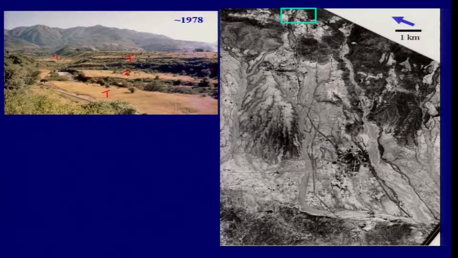Now, if you remember carefully, in the beginning of the lectures I showed some examples of what happened in the Uttarkashi floods. People like to construct their houses on flat surfaces close to the river, and those are your river terraces.